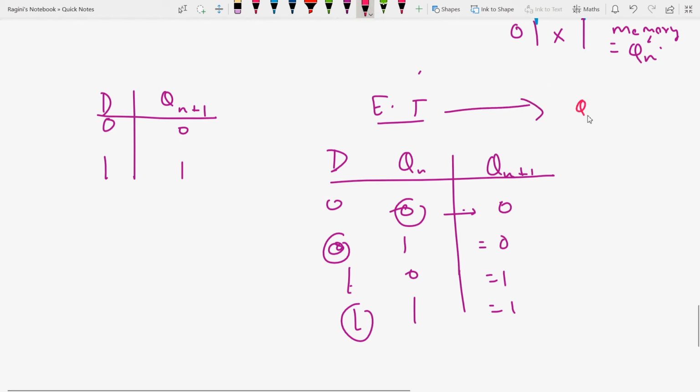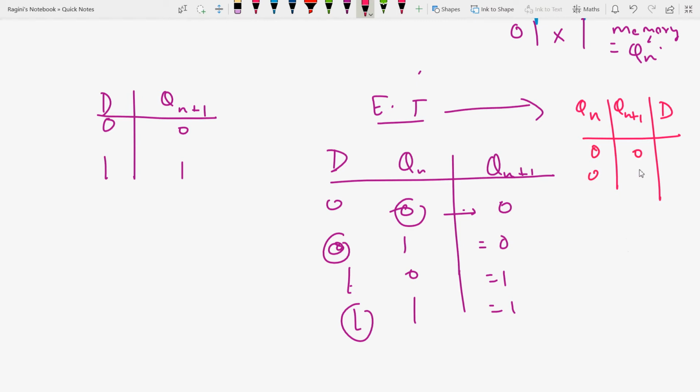Now, in case of the excitation table, there will be the inputs Qn and Qn plus 1, and this will be D. Depending upon the number of the possible output combinations, we have to derive the input conditions. So Qn, Qn plus 1 is 0, 0, 0, 1, 1, 0, 1, 1. Here it is 0, 0, so D will be 0. When it is 0, 1, then D will be 1. When 1, 0 is there, Qn and Qn plus 1, so it will be 0 here. And when 1, 1 is there, it will be directly 1 here. So this is the excitation table, right?